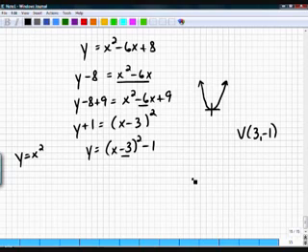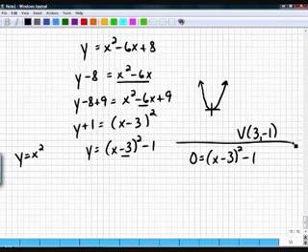Plug in 0 for y, so now you have, and this is finding intercepts, 0 equals x minus 3 squared minus 1. This is easy to solve. Don't sit there and multiply this out and combine like terms. Anytime you have stuff squared minus 1, to solve that, move the minus 1 over. Have 1 equals x minus 3 squared.